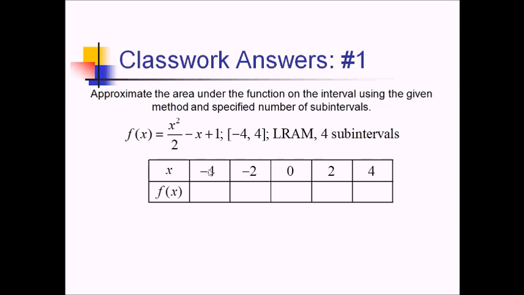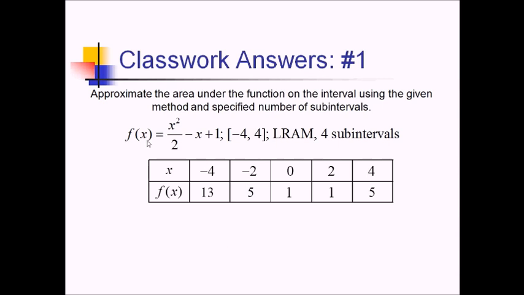So let's see, this is going to be 16 over 2, so that's 8, plus 4 is 12, plus 1 is 13. Next, we've got 4 over 2 is 2, plus 2 is 4, plus 1 is 5. Then we have 0 plugged in there. That just leaves us with 1. That was an easy one. And then we have 2. That's going to be, let's see, 2 minus 2 is 0, so we just end up with 1 again. And if we plug 4 in, we've got 8 minus 4 is 4, plus 1 is 5. There we go.